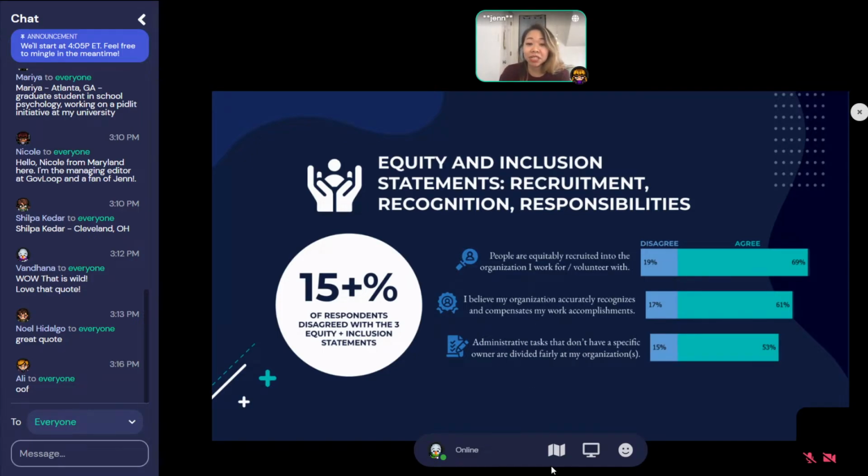We had 17% disagree with believing that their organization accurately recognizes and compensates their work accomplishments. And finally, 15% disagreed with the statement that administrative tasks that don't have a specific owner are divided fairly at their organization.